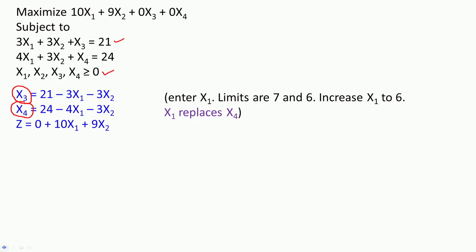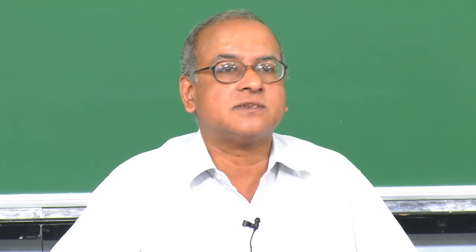Now, as we increase x1, let us say x1 is at 0. Now, if we make x1 equal to 1, then x3 will become 18 from 21. x4 will become 20 from 24. If we increase x1 to 2, then x3 will become 15 and x4 will become 16. As x1 increases, x3 and x4 start reducing because of the negative sign. And as we keep increasing x1, one of them will quickly first become 0.